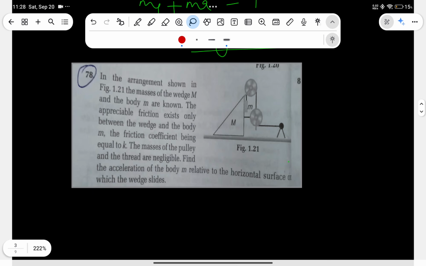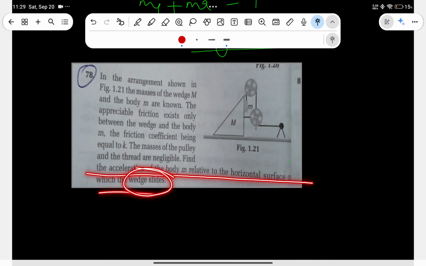As you can see, this question says that there is a wedge, and there is a block of mass m connected to this wedge, and the friction only exists between them. The ground is smooth. It is connected to a pulley, which is connected to another pulley connected to the ground, and the friction coefficient between them is k. Masses are negligible. Find the acceleration of the block relative to the ground as the wedge slides. So the wedge is sliding in this direction, obviously the block will move in this direction.